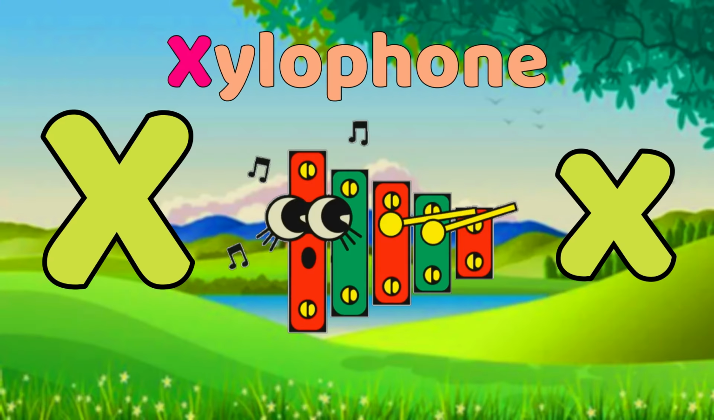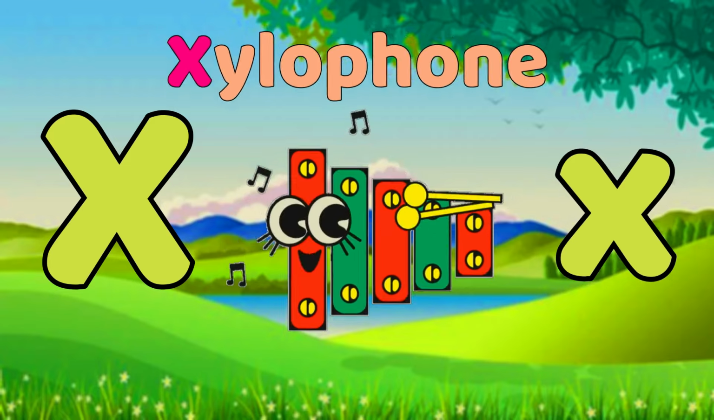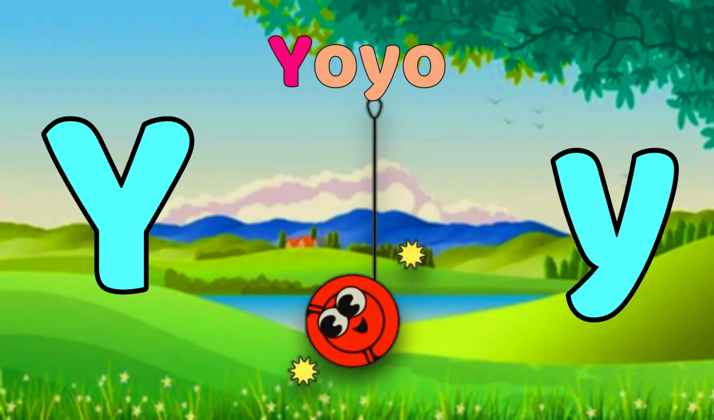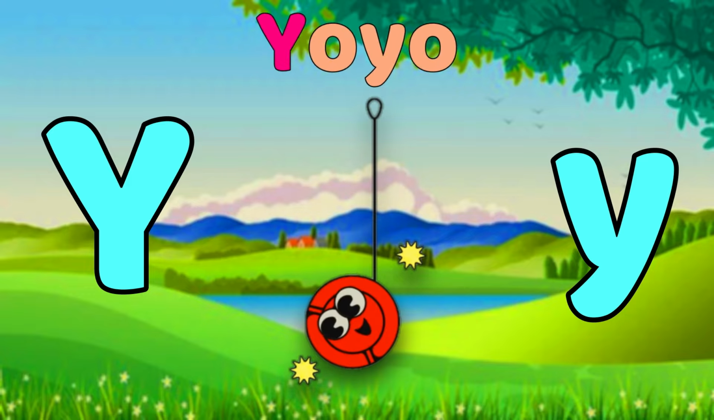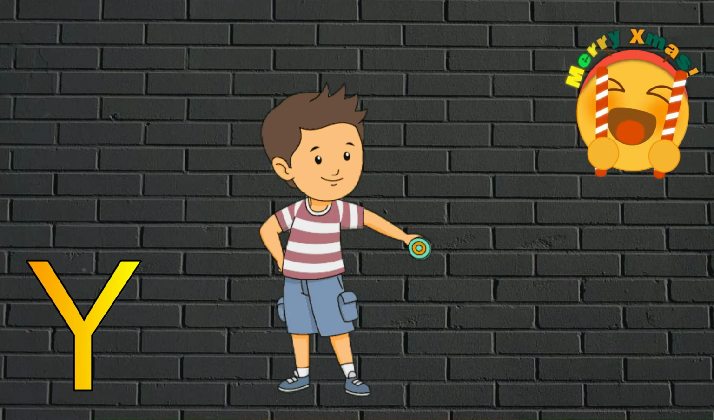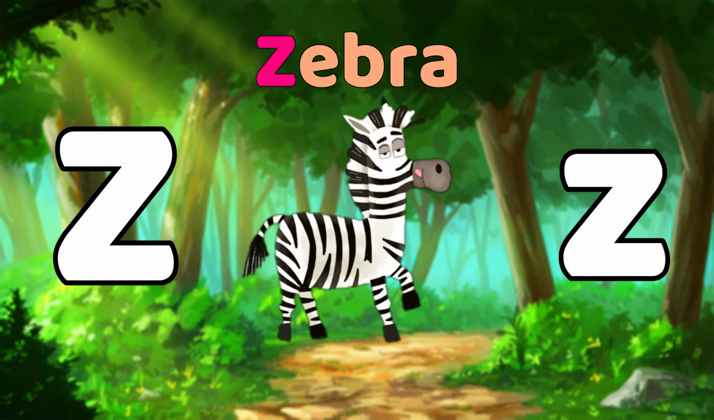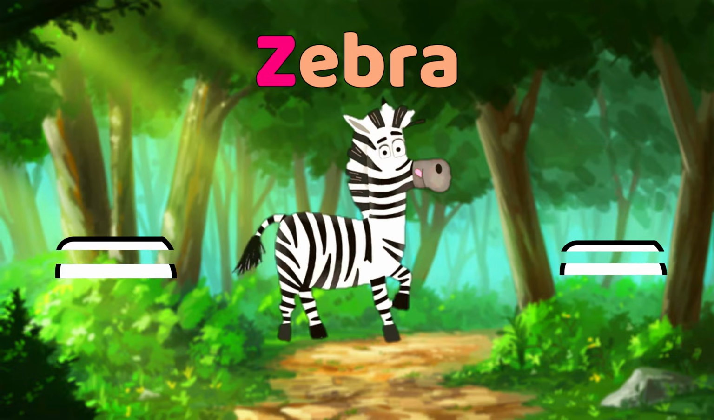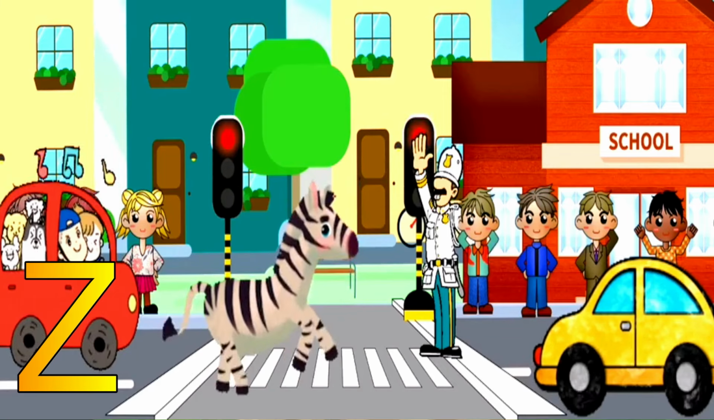X is for xylophone, z, z, xylophone. Y is for yo-yo, y, y, yo-yo. Z is for zebra, z, z, zebra.